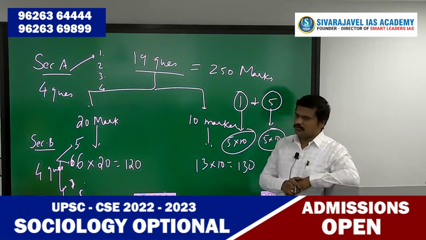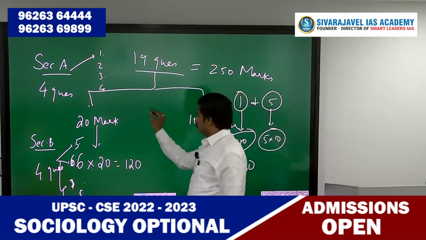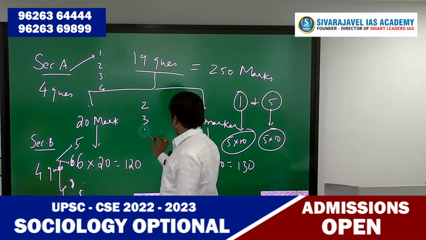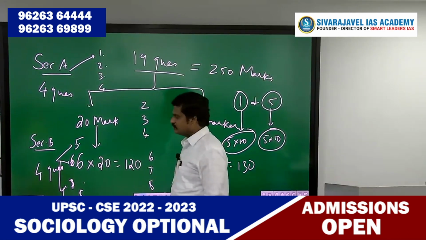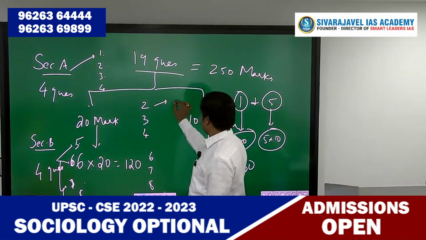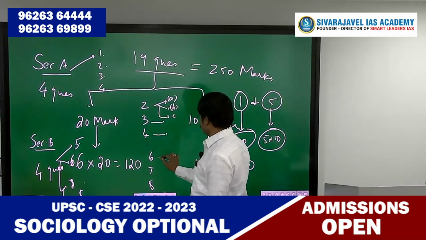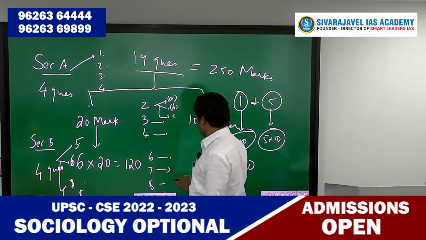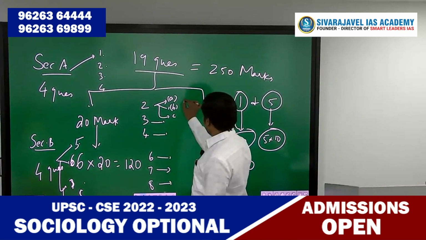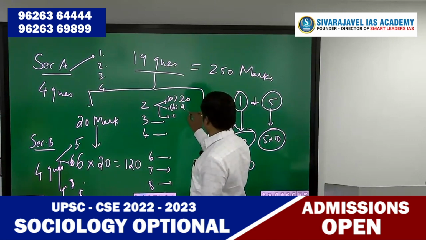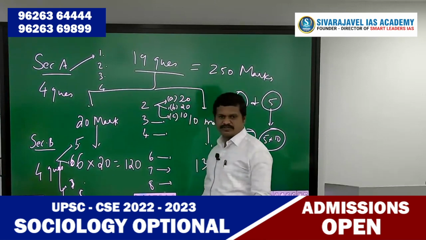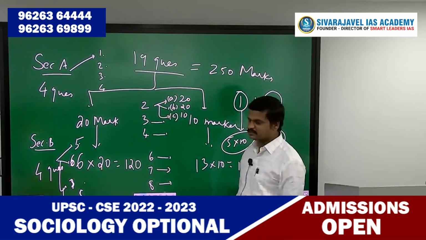Right? So now 2, 3, 4, 6, 7, 8. The second question will have 3 parts, A, B, C. So as the third question, the fourth, the sixth, the seventh and the eighth one. The A part will be 20 marks, B part 20 marks, C part 10 marks, total 50. So every question is composed of 50 marks.